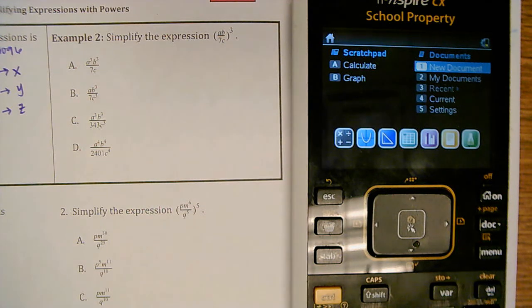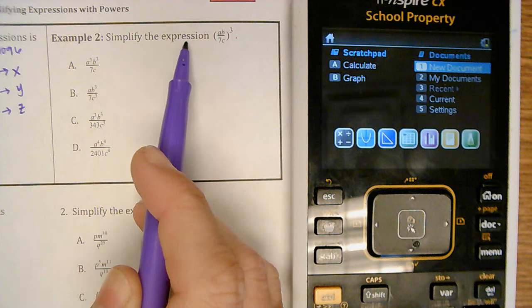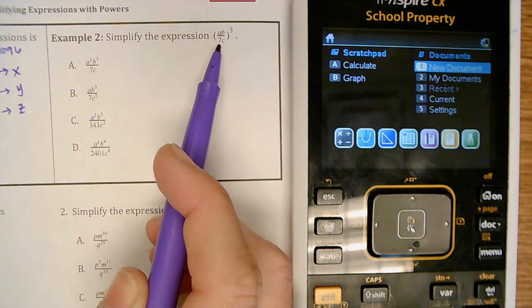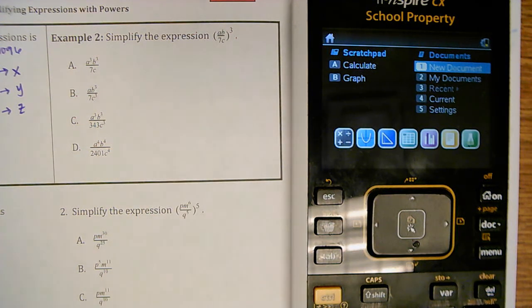I'm looking at example 2. Very, very similar, right? We have something that's an expression. There's no equal sign, so I cannot solve this. I've got 3 variables, though, so I can decide to plug something in for them.